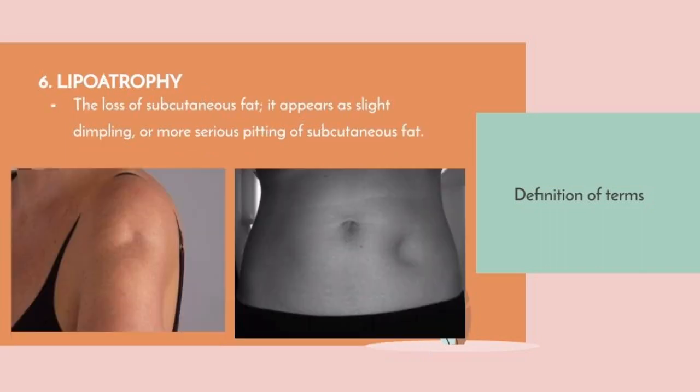So the first type of lipodystrophy is lipoatrophy. This is the loss of subcutaneous fat. It appears as slight dimpling or more serious pitting of subcutaneous fat.